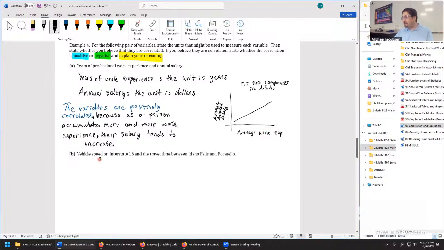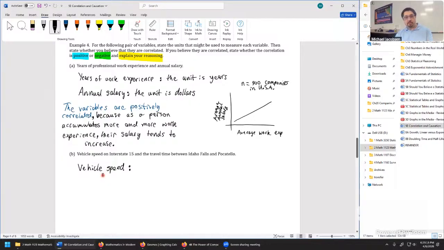So we have vehicle speed on Interstate 15. That looks like one variable. And the travel time between Idaho Falls and Pocatello. So we can put down vehicle speed. This time, the name of the variable didn't necessarily give away the unit. It didn't say what it was, like on this one, where years has a unit in years.